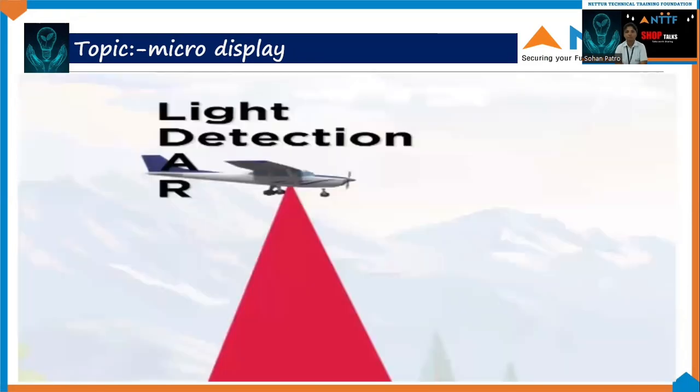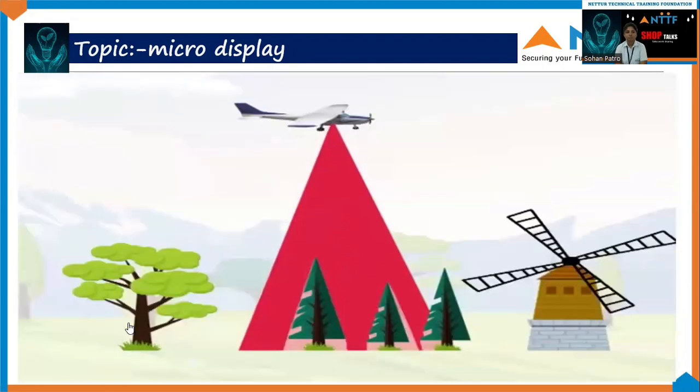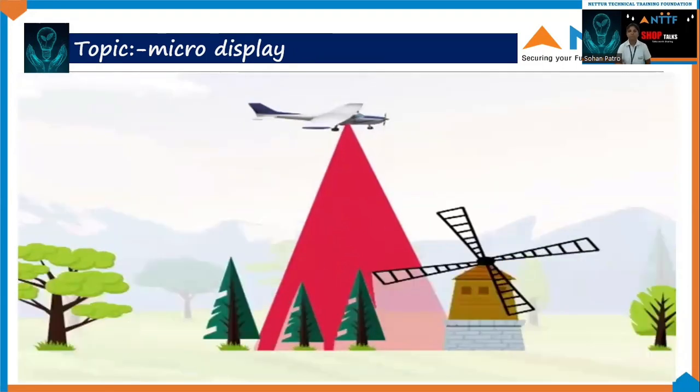LiDAR, or light detection and ranging, is a tool used to quickly, accurately, and densely measure 3D features from the world.